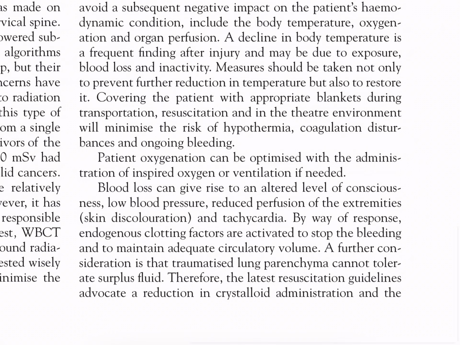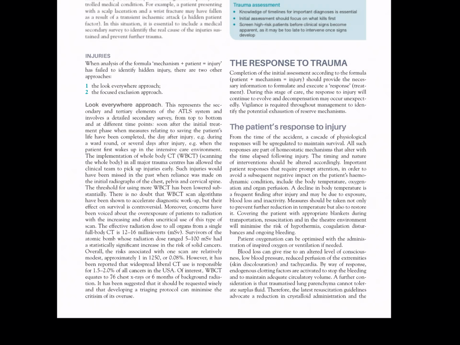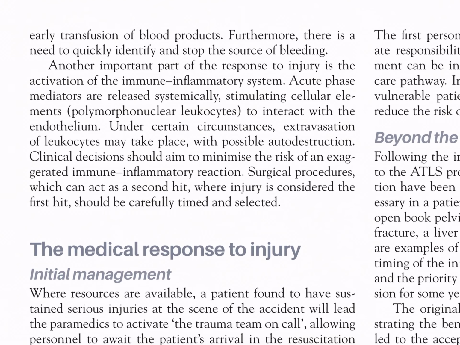Patient oxygenation can be optimized with the administration of inspired oxygen or ventilation if needed. Blood loss can give rise to an altered level of consciousness, low blood pressure, reduced perfusion of the extremities, skin discoloration, and tachycardia. By way of response, endogenous clotting factors are activated to stop the bleeding and to maintain adequate circulatory volume. A further consideration is that traumatized lung parenchyma cannot tolerate surplus fluid. Therefore, the latest resuscitation guidelines advocate a reduction in crystalloid administration and the early transfusion of blood products. Furthermore, there is a need to quickly identify and stop the source of bleeding.